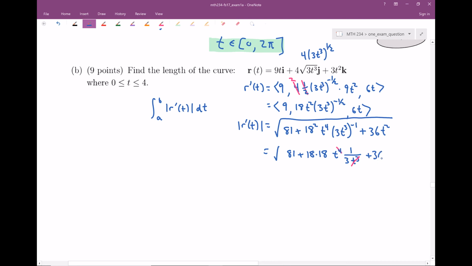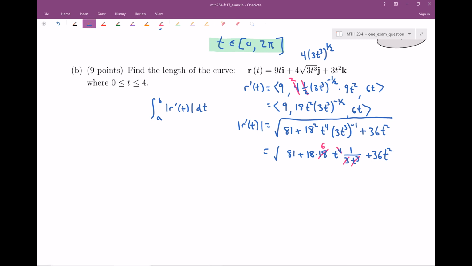plus 36t squared. Okay, and now I wrote this as 18 times 18 because you can actually see there's a little bit of cancellation here. The 3 and maybe one of these 18s can cancel out, and so I just have 6. Okay, the other thing that I can recognize is that all of these terms have a factor of 9 in them.